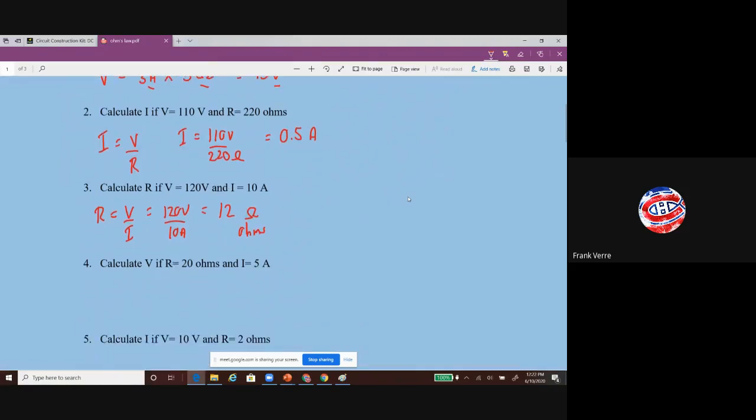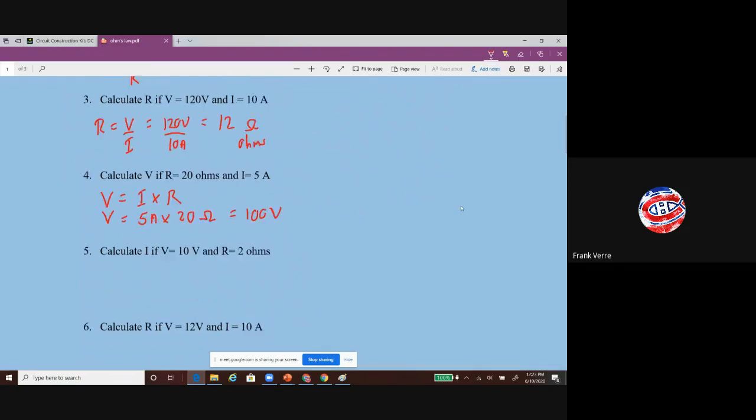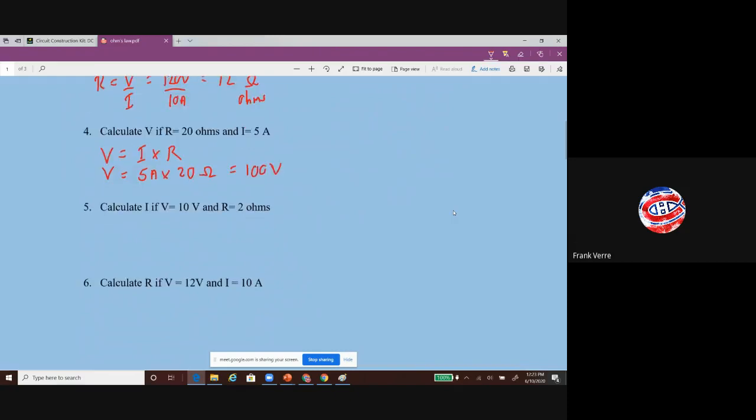What's the voltage if R is 20 and I is 5? So the voltage is I times R. So the voltage is 5 amps times 20 ohms, which would give us 100 volts.